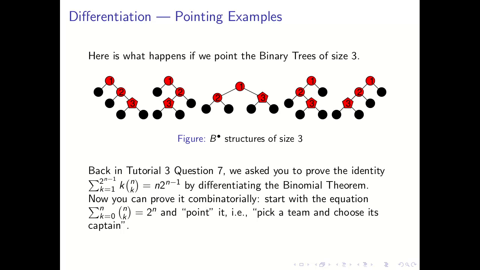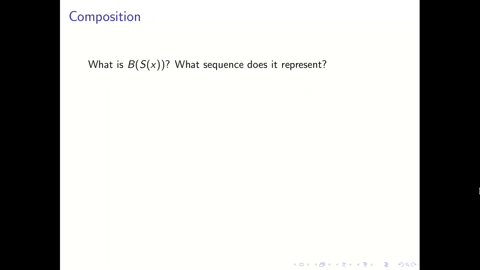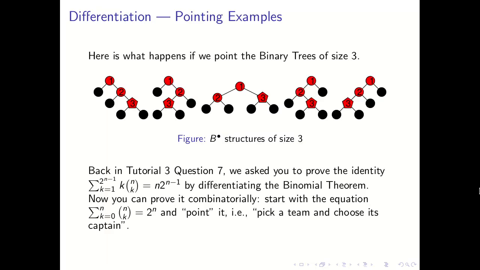In tutorial 3 question 7 we asked you to prove a particular identity. I noticed that there's a mistake here. The upper bound should only be up to n rather than 2 to the n minus 1. That was silly. But we asked you to prove this by differentiating the binomial theorem, and I don't doubt that most of you thought, why on earth is differentiating the binomial theorem the right thing to do? Well, now you can sort of prove it combinatorially.